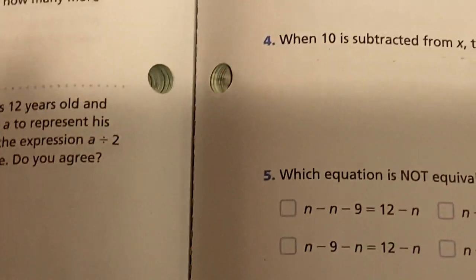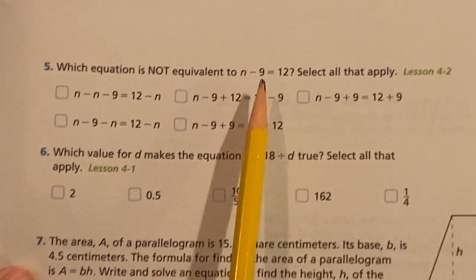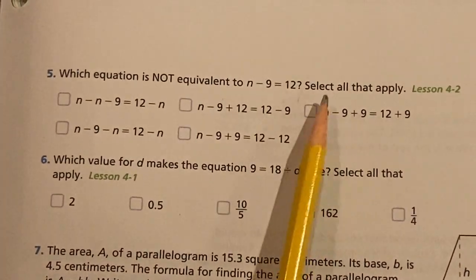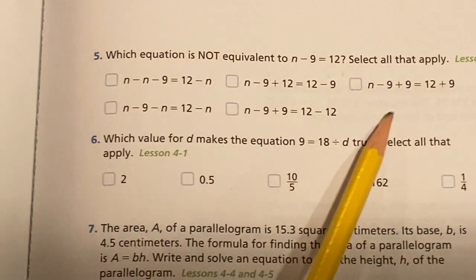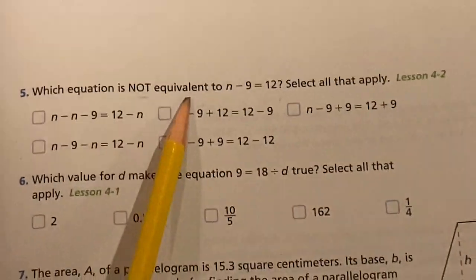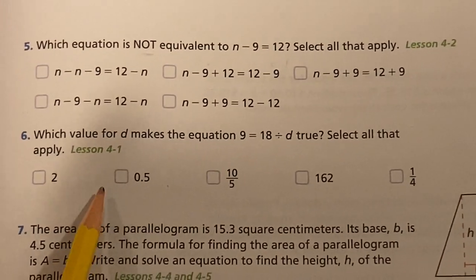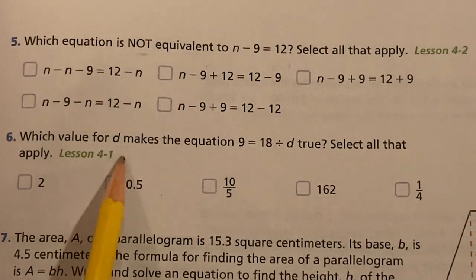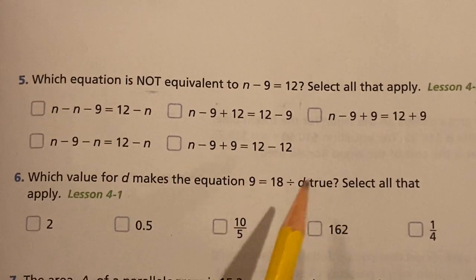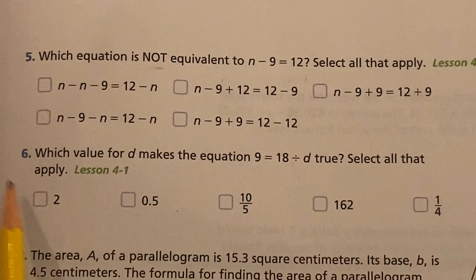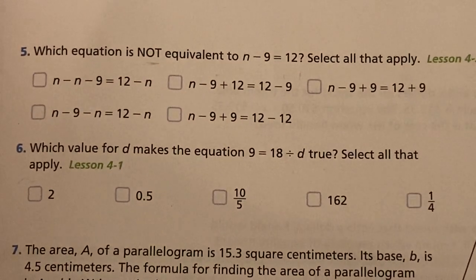All right, and then for these ones, which equation is not equivalent to n minus 9 equals 12. Select all that apply. So you have to look at all of these equations, and you're looking for equations that are not equivalent to n minus 9 equals 12. Okay? And then for number 6, which value for d makes the equation 9 equals 18 divided by d true? It says select all that apply. So think about whether there's more than one there that you could select.